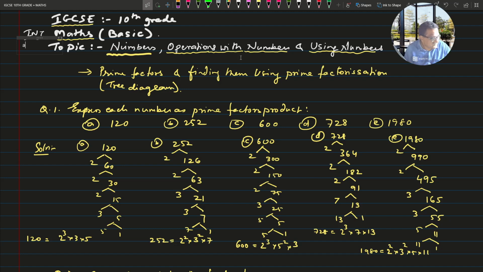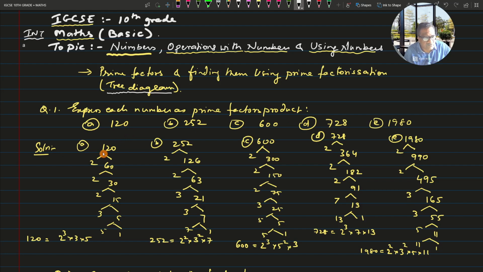To get started, the very first concept that I'm going to deal with is something called prime factors, and how to find the prime factors of a given number. There's a method called the prime factorization method, and this method is the tree diagram. Using this tree diagram you can do prime factorization and find out the prime factors of a given number. So first I'm going to do some problems based on that. At question number 1, express each number as a product of prime factors. The first part of this question is 120.